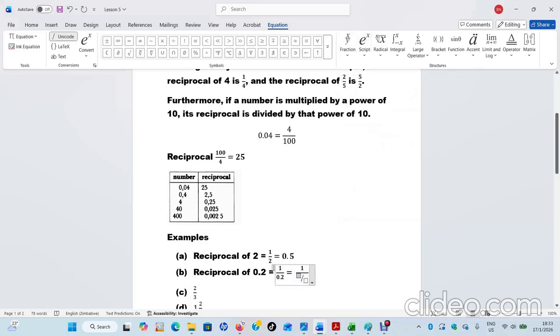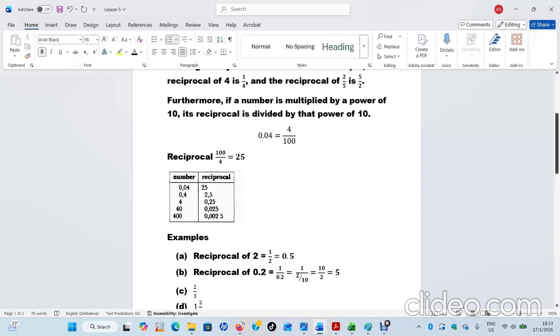And then you know that if you want a reciprocal of a fraction, you just invert that fraction. So it becomes 10 over 2. 1 divided by 2 over 10 is equal to 10 over 2. And what is 10 over 2? It is 5.